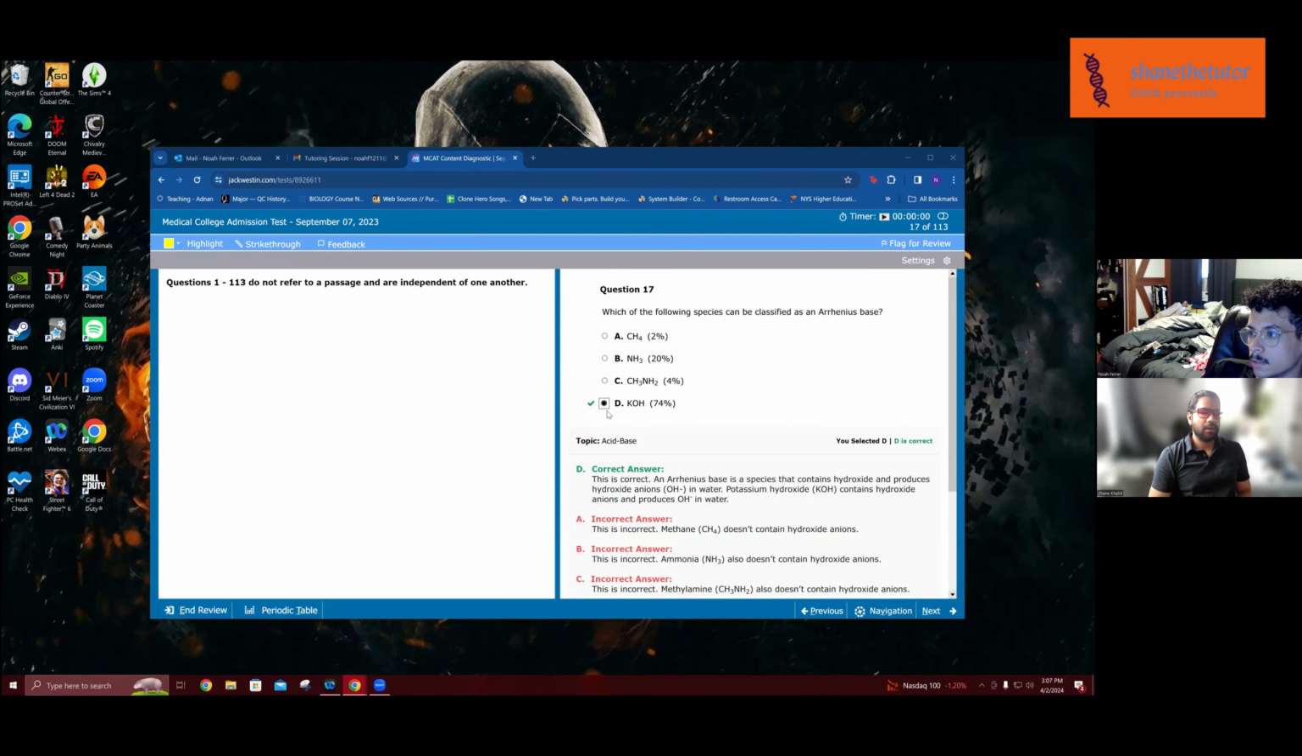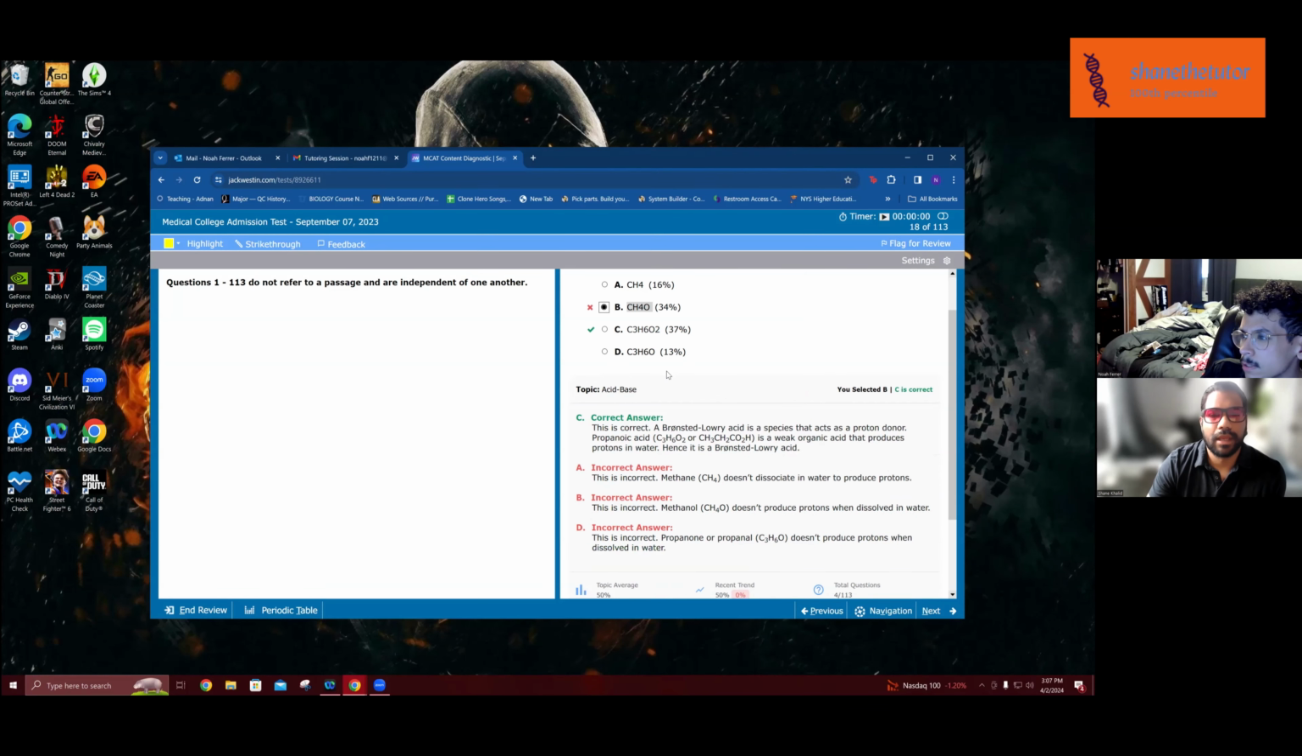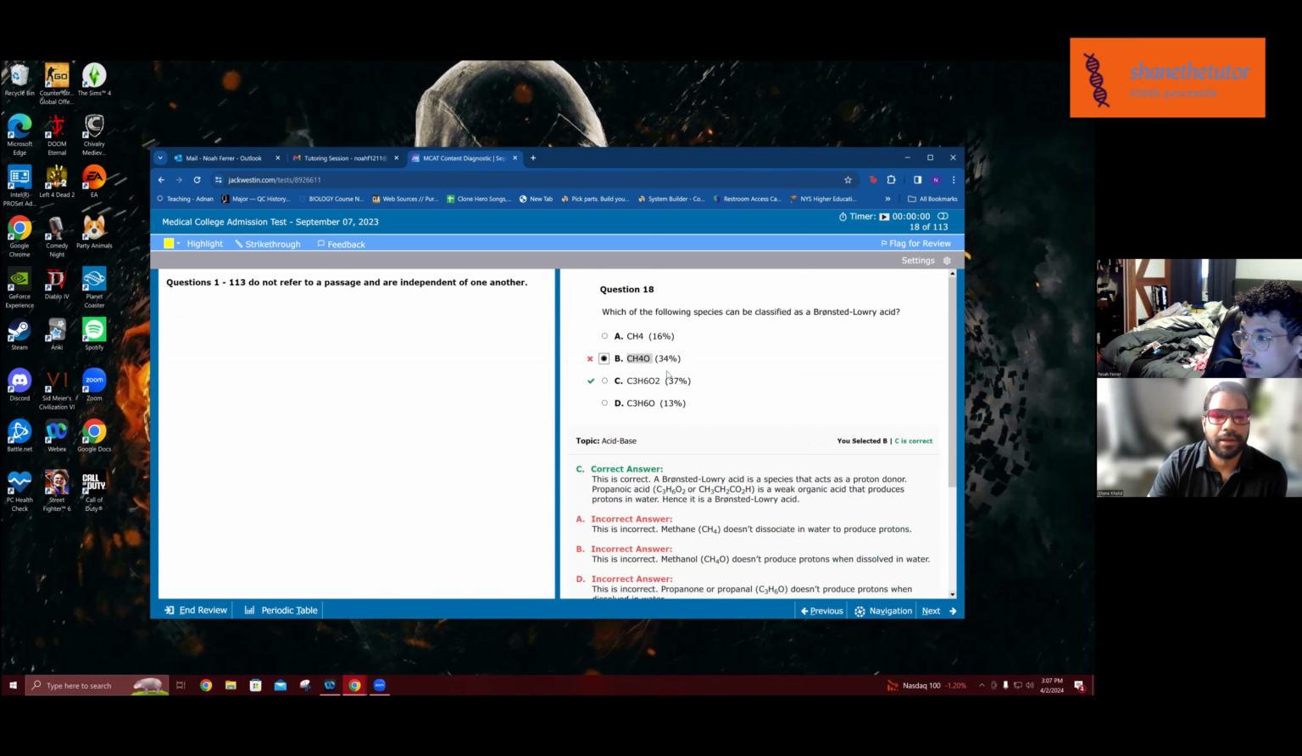Okay, so we have 17. Okay, I got this right. Yeah, contains hydroxide. Okay, Bronsted-Lowry acid. So why exactly did I get this wrong? You tell me. Acts as a proton donor. So what?